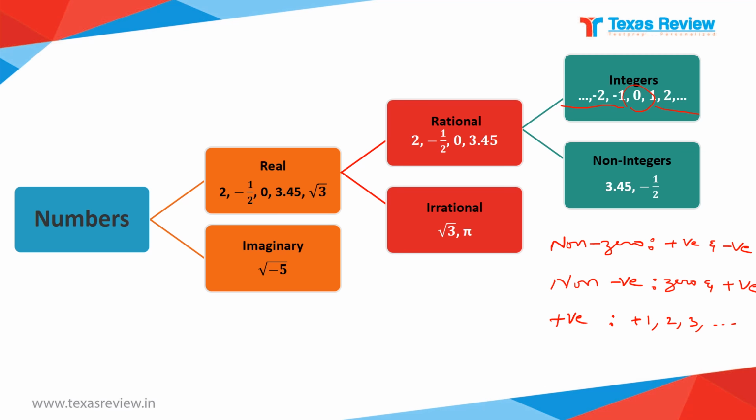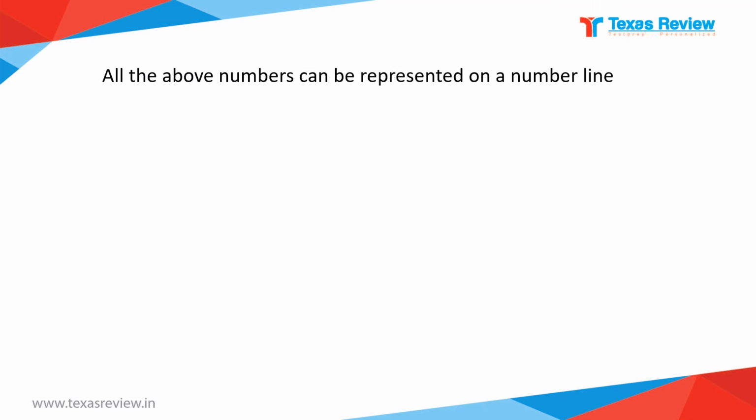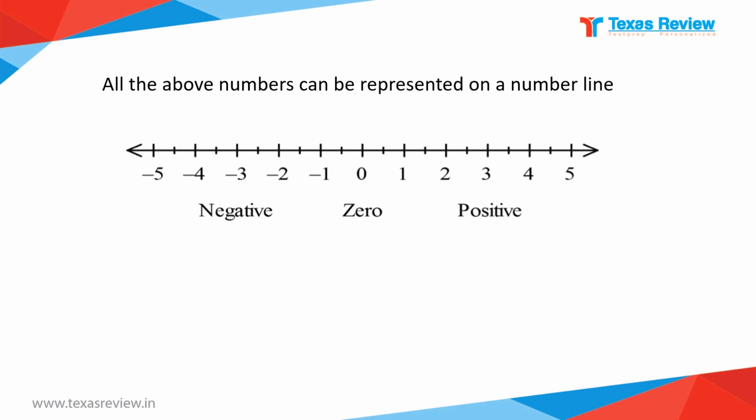Now, all these numbers we are talking about can be represented on a number line like this. This is called a real number line. You can represent any number on this number line. For example, where is root 3 on this number line? Root 3 is 1.7, somewhere here we have root 3. And where is minus 4 by 3? Minus 4 by 3 may be somewhere here, which is minus 1.333.